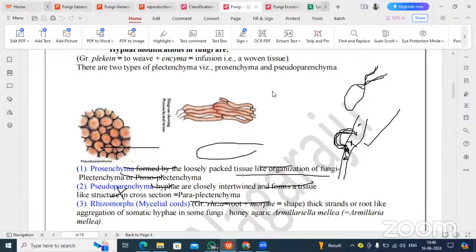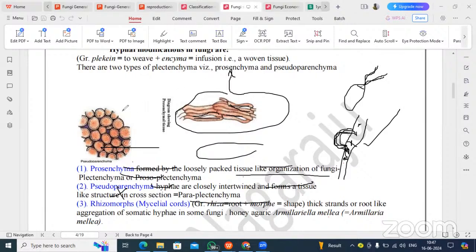Okay. Plectenchyma means a network-like structure of hyphae. If hyphae form a network-like, interconnected structure, we call it mycelium. Based upon the arrangement of the hyphae, there are various types of structures. Plectenchyma is divided into two groups. If the hyphae are loosely arranged in a sequence, in a row, with a gap between them, in a linear arrangement, we call it prosenchyma.